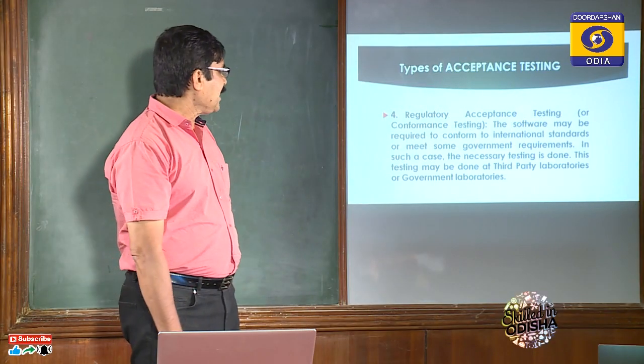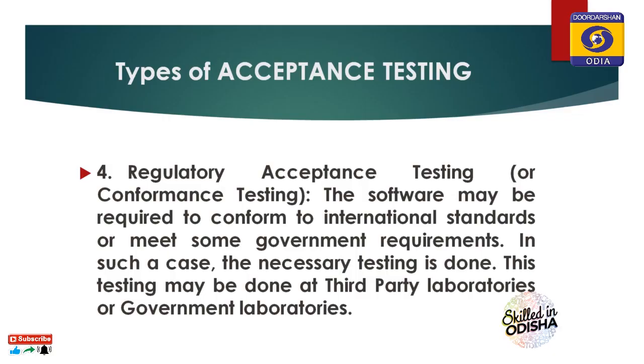Number four type is regulatory acceptance testing, or you can call it conformance testing. The software may be required to conform to international standards or meet some government specification or requirement. In such a case, the necessary testing is done. This testing may be done at third party laboratories or government institution or laboratories.